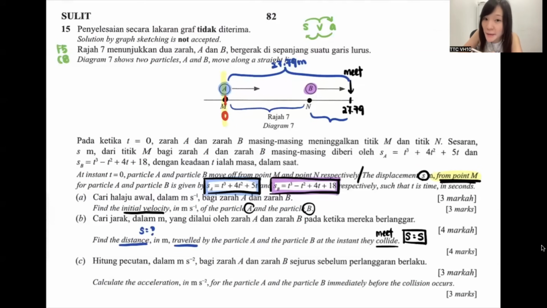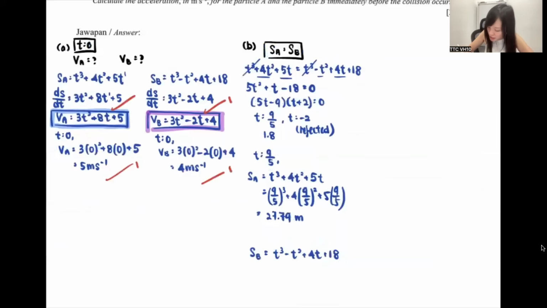But can you actually find out the gap in between? Can. You know why? Because on the starting, when time is 0, A starting from there. But when time is 0, B starting from N. So if I want to know where is the N, I just need to sub time 0 into my B equation. I show you. So imagine if you sub 0 inside here, do you realize you're getting 18 meter? So that means when my time is 0, my displacement from N is 18 meter.